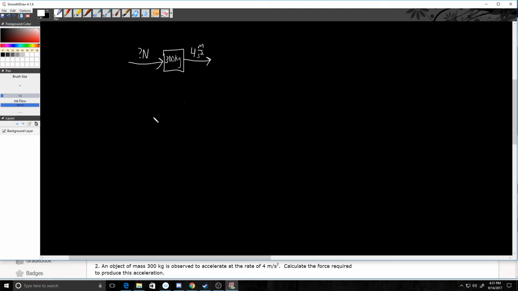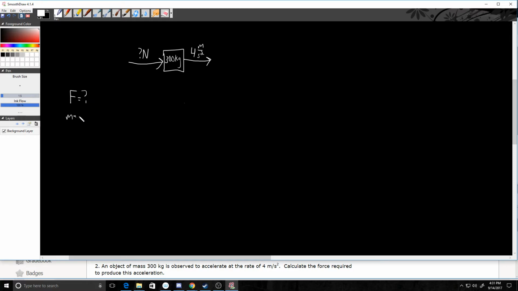Now we're going with the second law of motion. The net force on an object must be in the same direction as the acceleration. So with that, my acceleration's that direction, and my newtons, my force, has to be in that exact same direction. Now they want to know force.